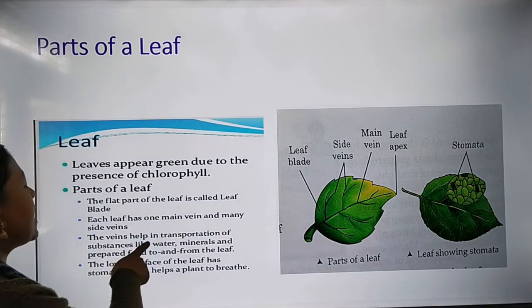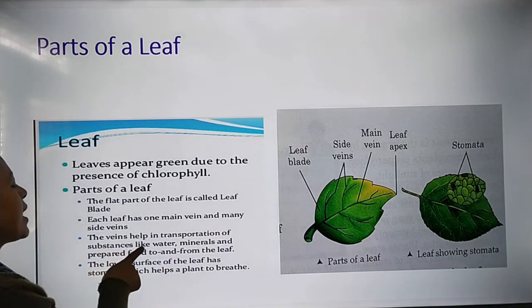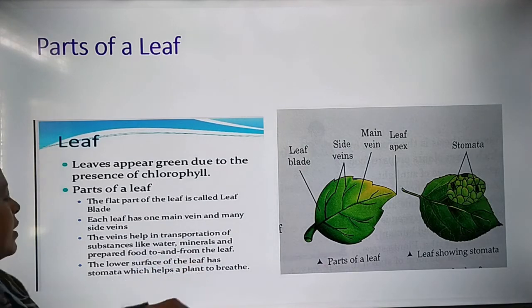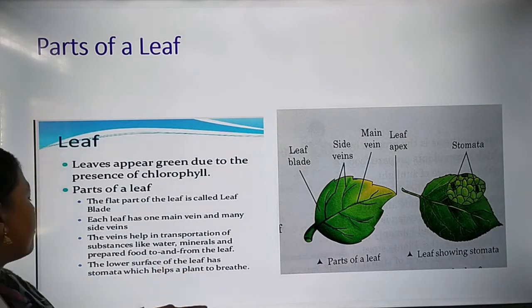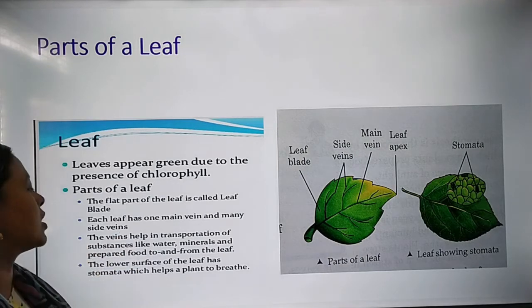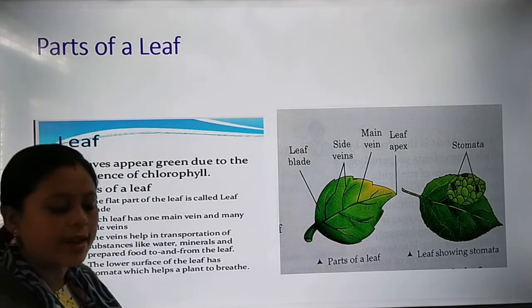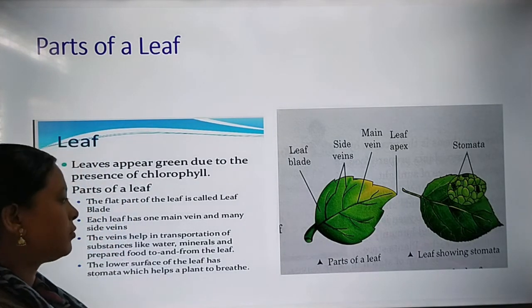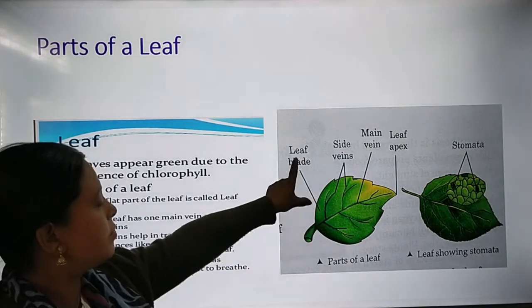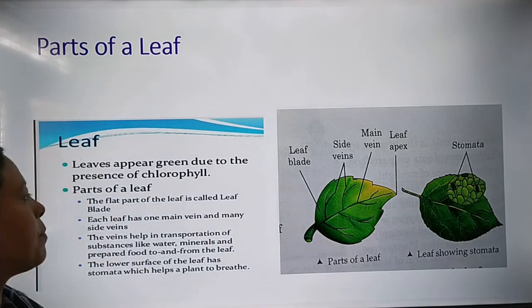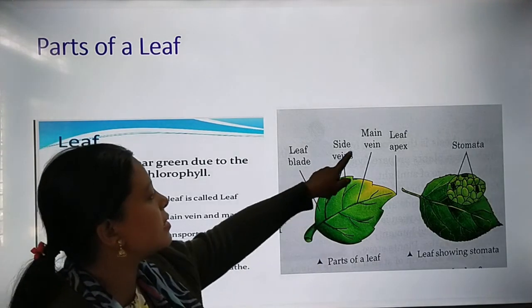The veins help in transporting substances like water, minerals and prepared food to and from the leaf. The lower surface of the leaf has stomata which helps a plant to breathe. So children, the veins help in transporting substances like water, minerals and food. This is the leaf blade, the flat part of the leaf, and these are the side veins and main vein.